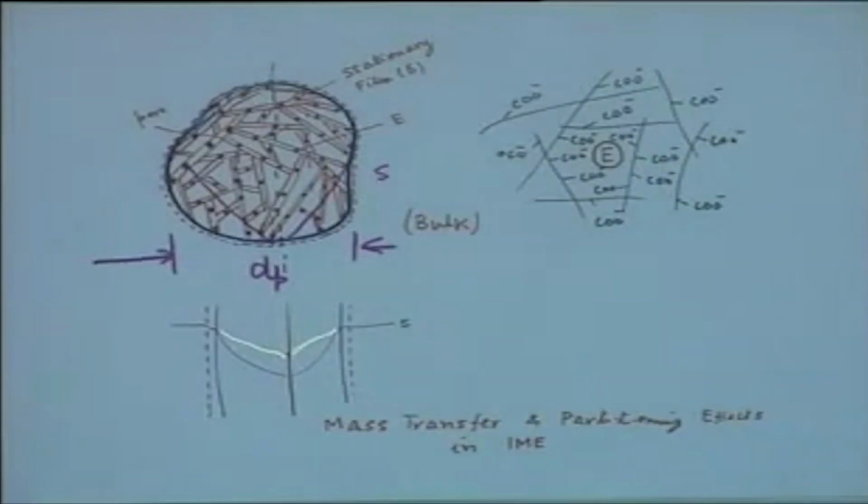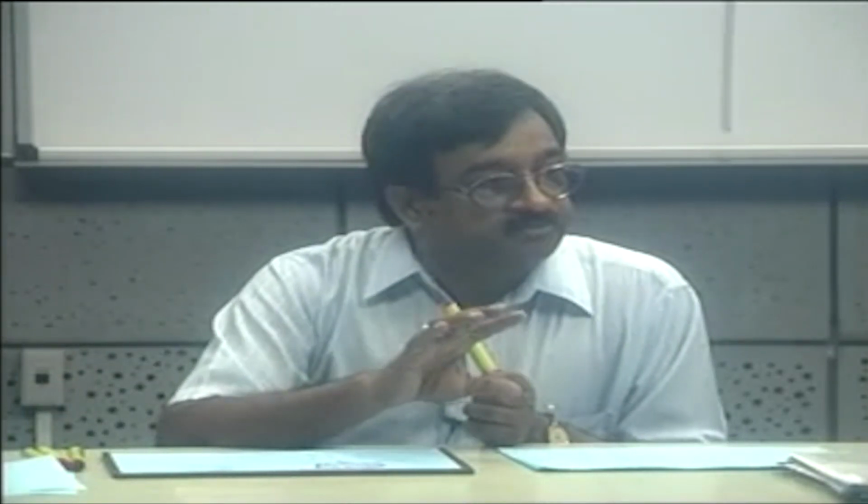Now I have told you two kinds of effect of diffusion. One is the external film diffusion, the diffusional limitation caused by the boundary layer, the inert film on the boundary. On the other hand, the diffusional process within the pores of the particle is internal pore diffusion.